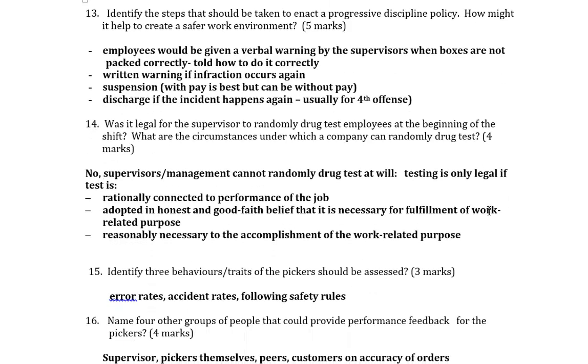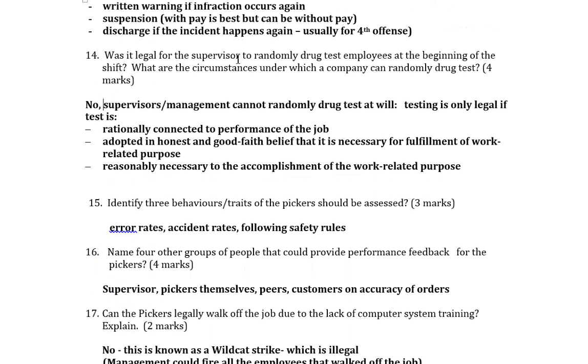Now, we also saw here in the case that the supervisors were randomly drug testing employees at the beginning of shift. So, is it legal for them to do it, and what are the circumstances under which the company can randomly drug test? So, we did talk about this in one of our later chapters, or it was posted in your videos. The supervisors and management can't randomly drug test at will. Testing is only legal if it's rationally connected to the performance of the job.